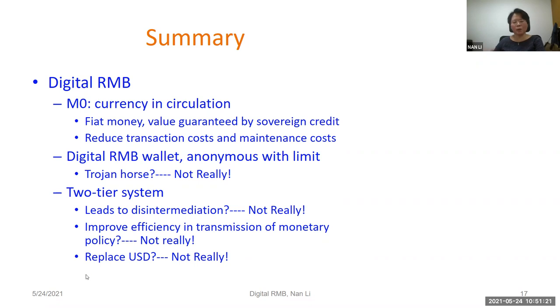Okay. And lastly, is our aim in implementing the digital RMB to internationalize the RMB and to replace the US dollar as the global currency? I don't think so, because whether the RMB can be internationalized does not depend on whether it is digital or not. It depends on whether the trade between China and other parts of the world has been growing, and what kind of payment and clearing house structure we can set up with other trading partners. So this is a separate issue, different from the digital RMB.